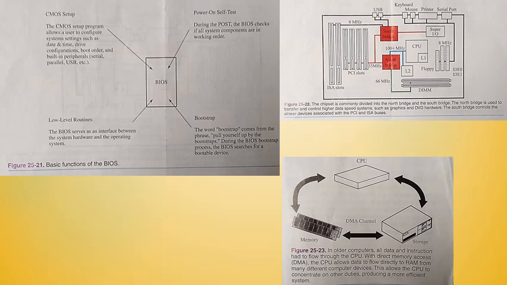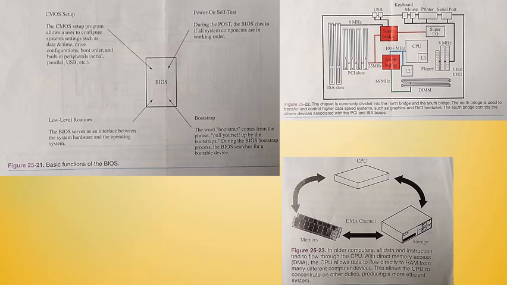The BIOS also contains the CMOS, pronounced "see-moss," setup program. This program is normally accessed during boot up and allows a user to configure system settings such as date and time, drive configurations, boot order, and built-in peripherals like serial, parallel, USB, etc. The settings are not saved in the BIOS, but are stored in the CMOS.